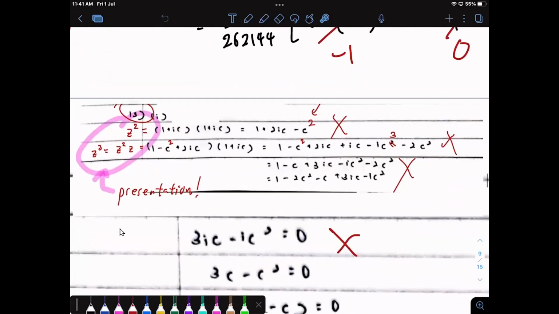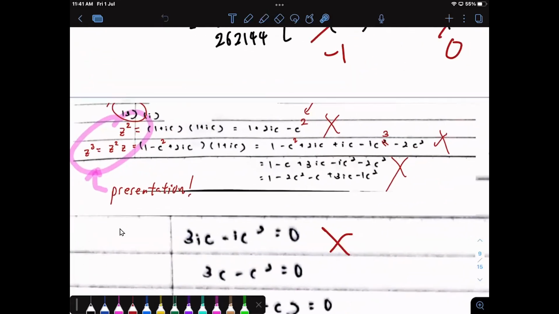Binomial expansion, you never expand properly. You never use the formula. You try to do it manually, but you end up making a careless mistake here. C square. You didn't put a square, then everything is wrong already. So just use the formula.